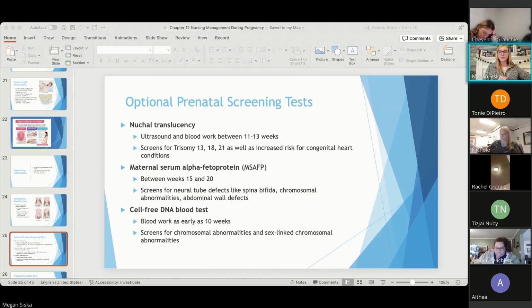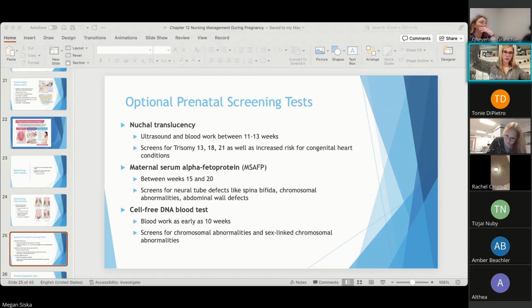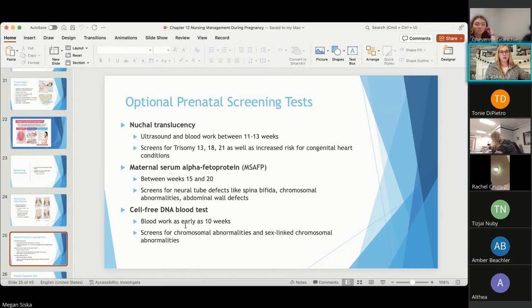So anyways, none of these screen for absolutely every disorder under the sun. So that's another teaching point, is making sure your patients know exactly what it screens for and that it does not include all these other things out there. But because it screens for these sex-linked chromosomal abnormalities, it will tell you the gender of the baby. So that's why a lot of people like to order it, because they can find out the gender early.